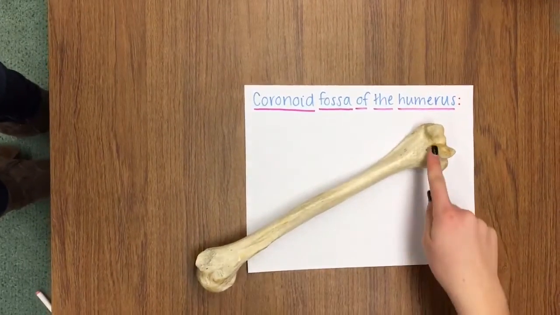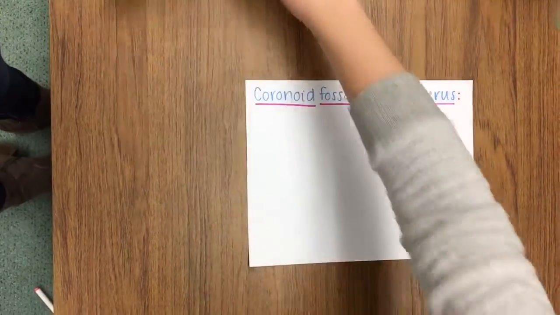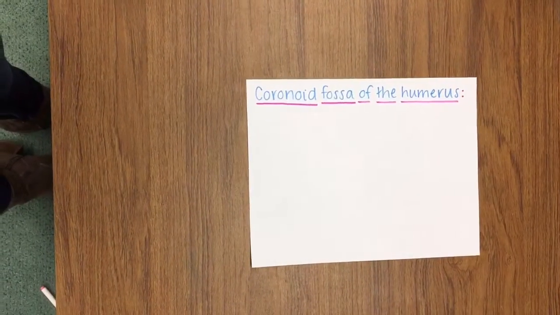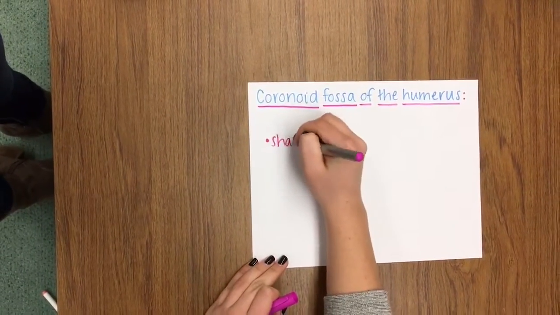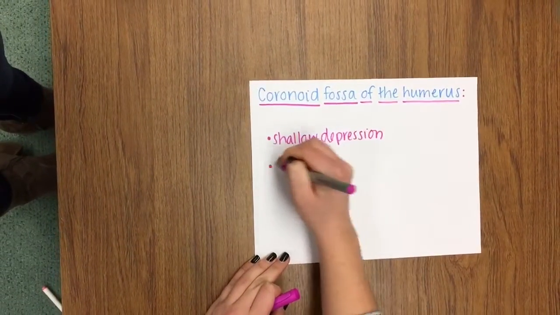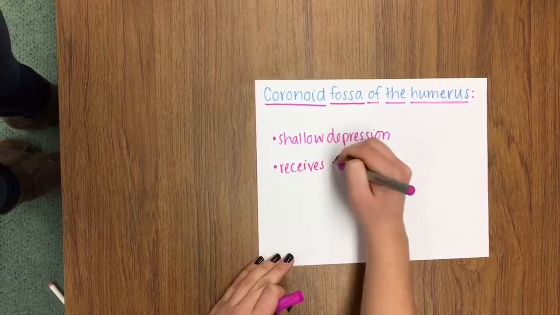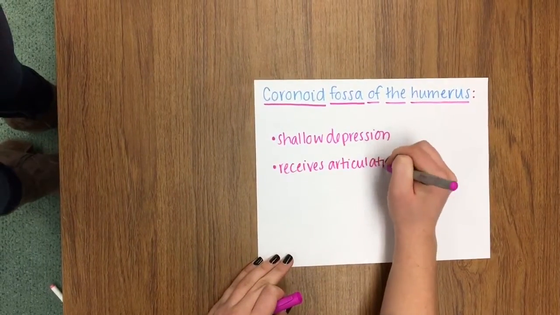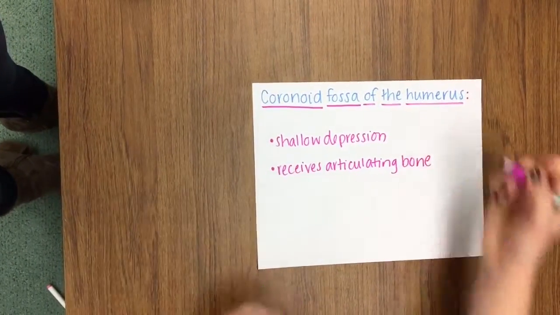A fossa is a flattened or shallow depression that often receives an articulating bone. Fossae are the most common type of depression found on the human skeleton. Examples include the mandibular fossa of the temporal bone, the iliac fossa of the pelvis, and the coronoid fossa of the humerus. This provides space for the coronoid process of the ulna when the forearm is fully flexed.